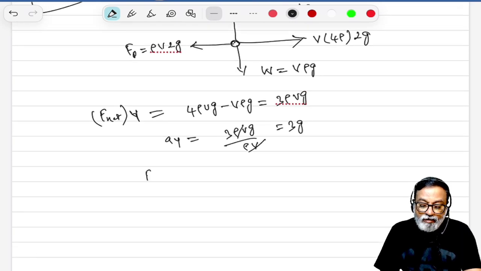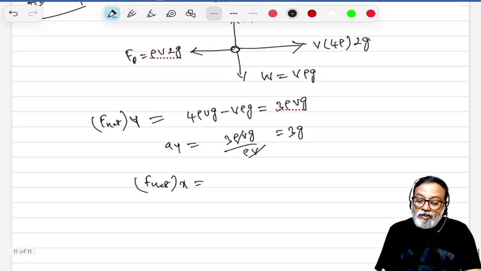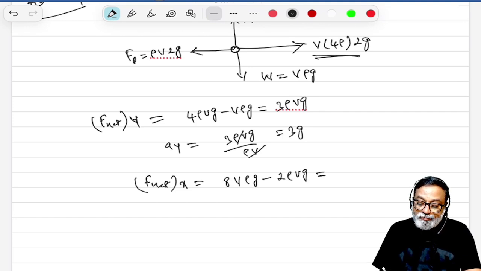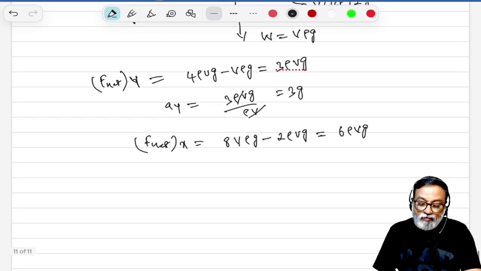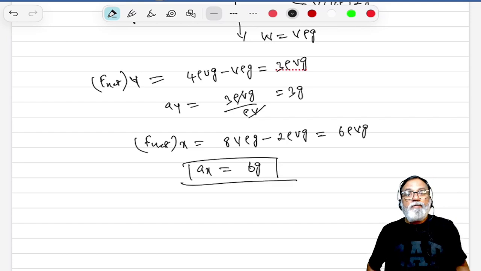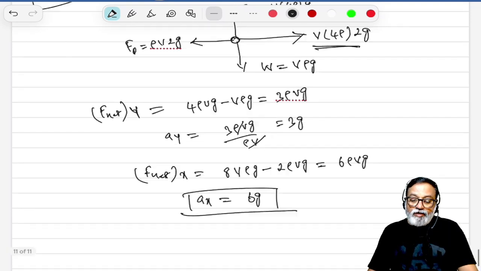Similarly, let us write F net in x direction. This is 8 V rho g minus 2 rho Vg. This becomes 6 rho Vg. Therefore, acceleration in horizontal direction, cancelling rho V, is 6g. Okay, this is 6g, and the vertical acceleration is 3g.